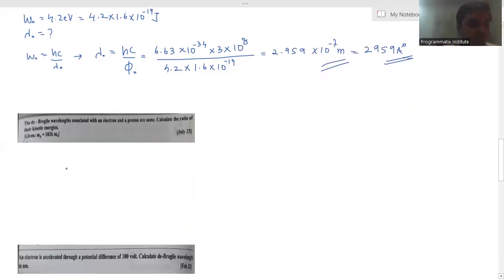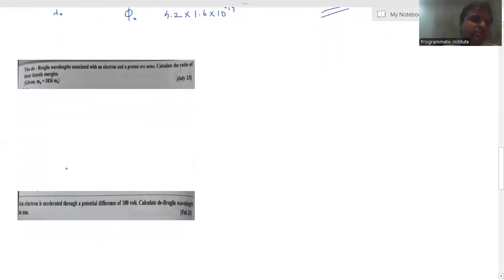Similarly, the next question goes in a similar manner. The de Broglie wavelength associated with an electron and a proton are the same. We have to find the ratio of the kinetic energies. The similar type of question you have, and the given condition of mass of proton and mass of electron is also given to you. You can approach this type of question very easily. Let's try how you can solve this problem.